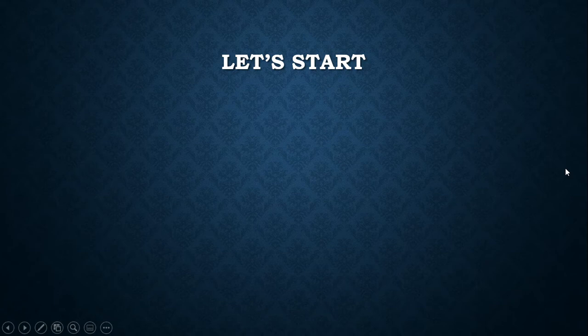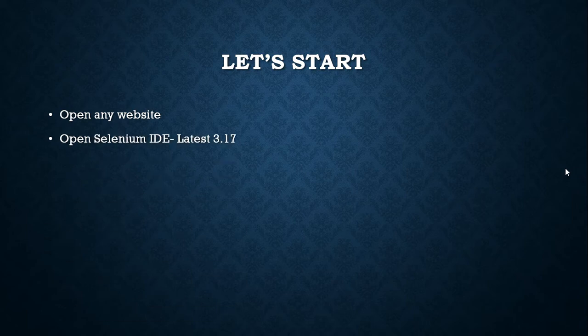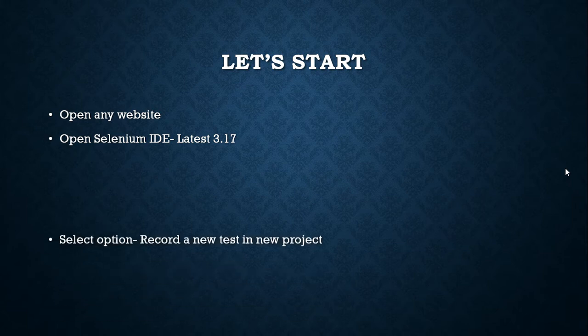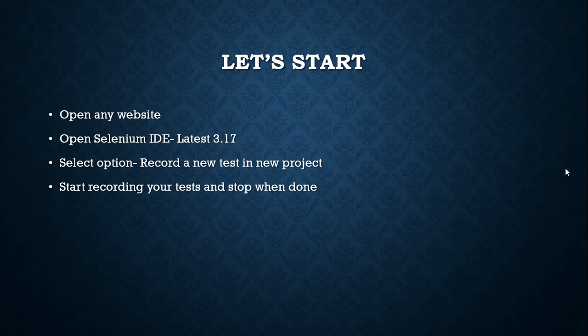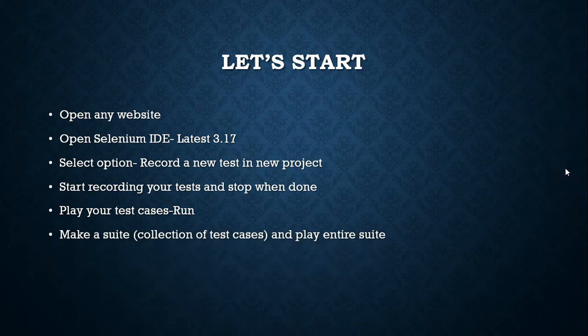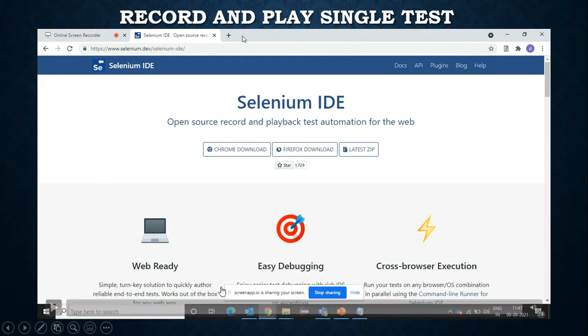Next, we'll see how we use this tool for automation, how we use it for testing any application or any website. Simple steps. Open any website. Open Selenium IDE 3.17, which is the latest one. Select the option to record a new test in a new project. Start recording your test and stop when done. Play your test cases and run it finally. Similarly, you can make a suite, that is basically a collection of test cases, and you can play the entire suite. So let's begin.